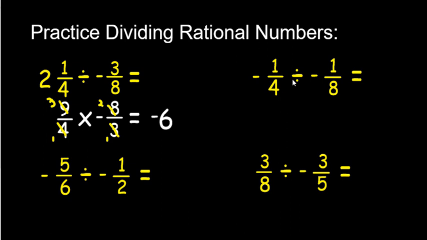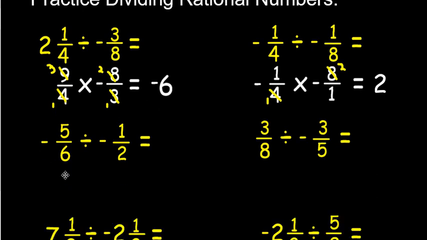Let's try this one, negative 1/4 divided by negative 1/8. Pause the screen, and then we'll go over it. Okay, let's check it out. First of all, a negative divided by a negative, you should have gotten a positive answer. If we rewrite it with the reciprocal, we actually have a common factor of 4 that goes into both of these values. 4 divided by 4 is 1, and 8 divided by 4 is 2. A negative times a negative is a positive, and when we multiply across, we get a positive 2 as our answer.